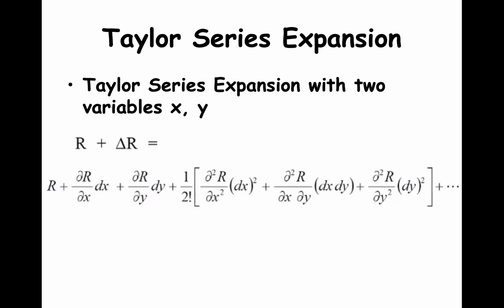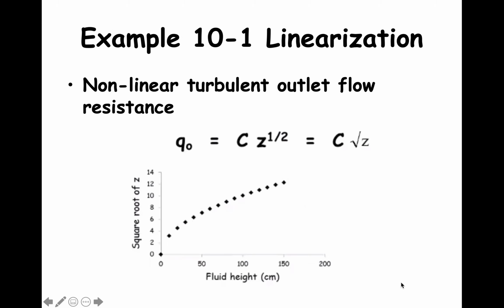The method we will use is the Taylor series expansion. This is the same Taylor series expansion that we used in the uncertainty analysis we did earlier in this semester. As we did before, we will neglect the higher order terms.